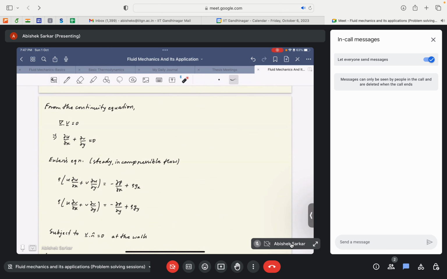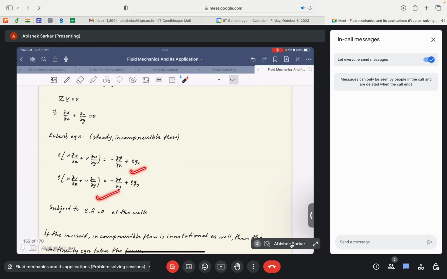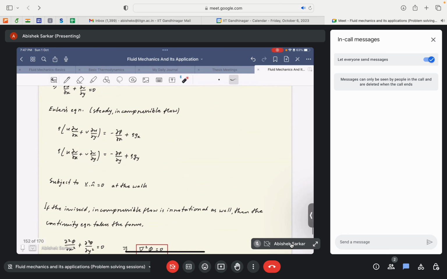And now the momentum equation, that is basically Euler's equation for a steady incompressible flow, is given by these equations. Okay, these equations are subjected to the boundary conditions at the walls. Since it is only first order non-linear, this would have one set of boundary conditions that it needs to satisfy.